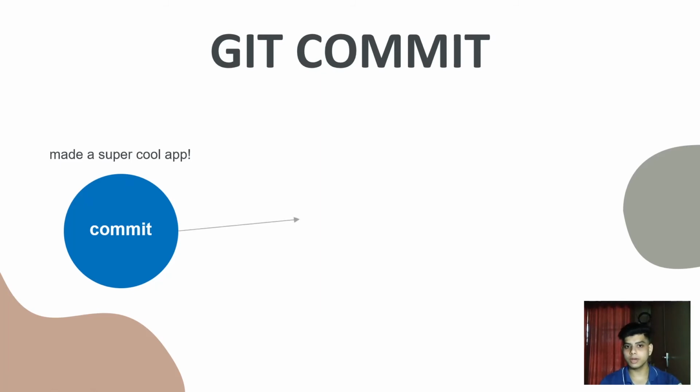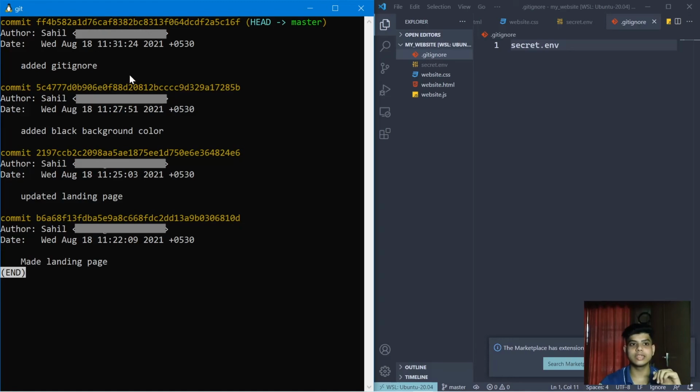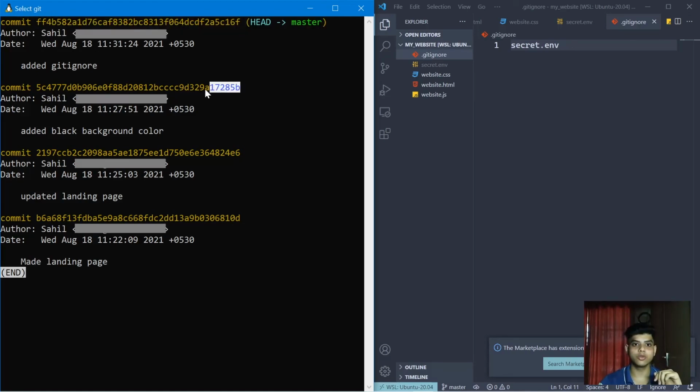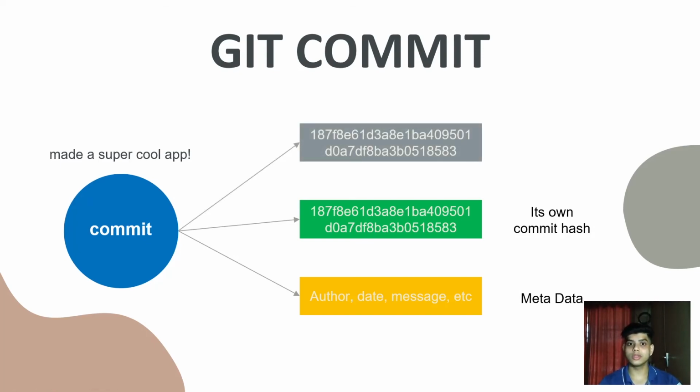Now this commit will consist of three things. One is the commit hash. This is unique for every commit that you make. As you can see, these are the commit hashes which I was talking about. These are unique for every commit that you make. Now this commit also has author, date, and message, as we saw. All this metadata it also stores, and then this commit also stores the hash of the previous commit, so the commit which was made before this.